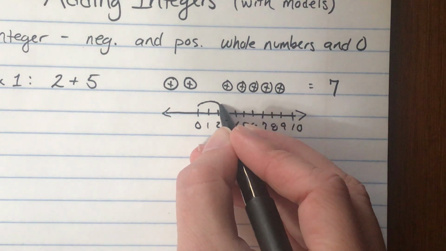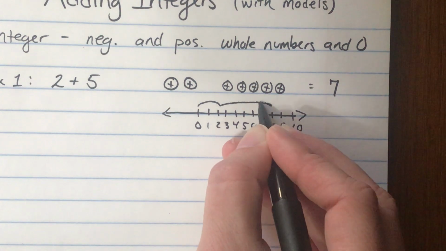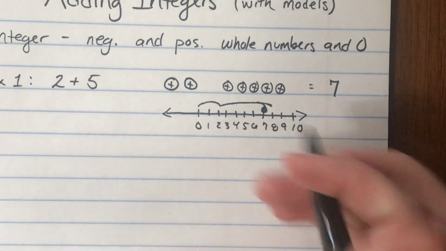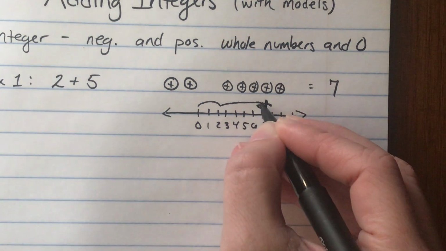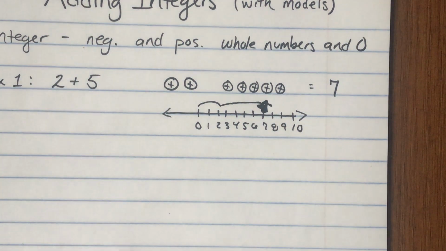Actually, let's just go ahead and do that. 1, 2, 3, 4, 5. Oops, I went past it. There you go. And I would end up right there at 7, right? And so wherever my arrow ends up is going to be my answer. And so again, we know that 2 plus 5 is 7.